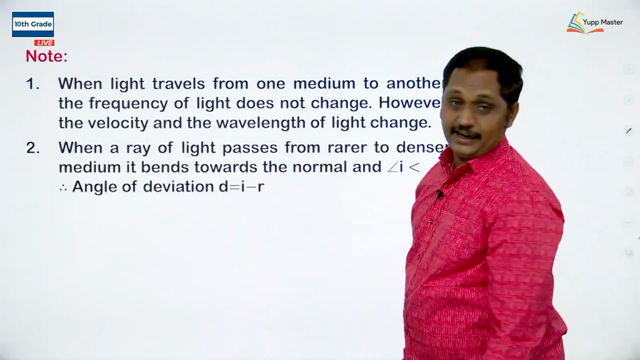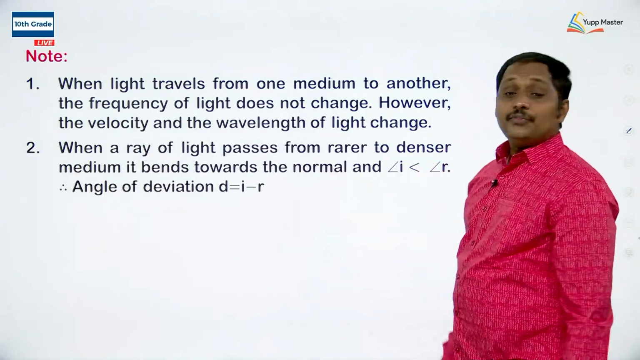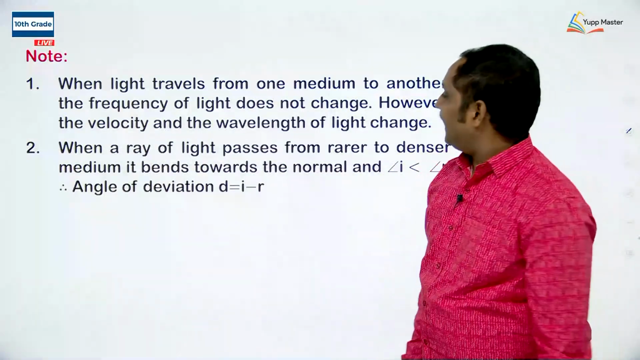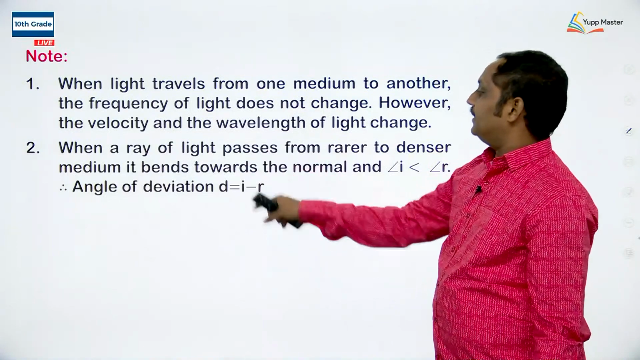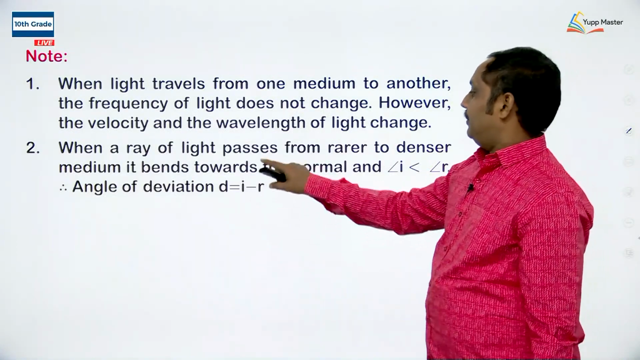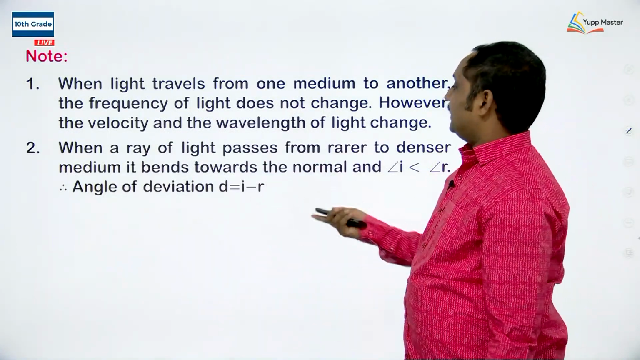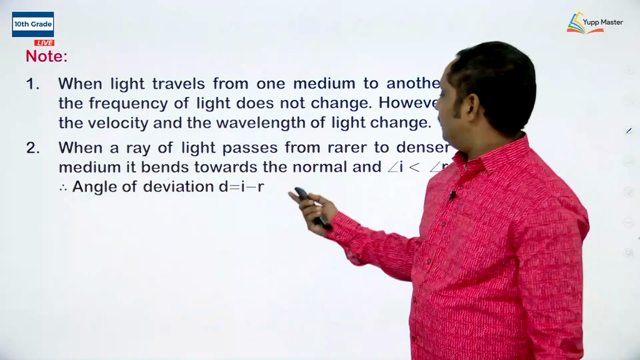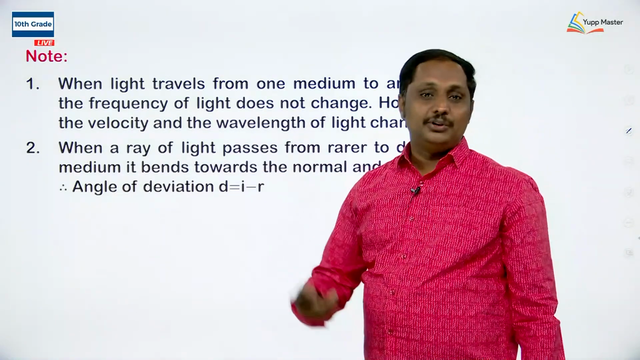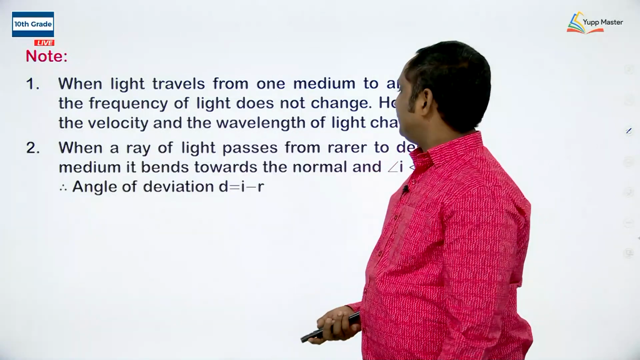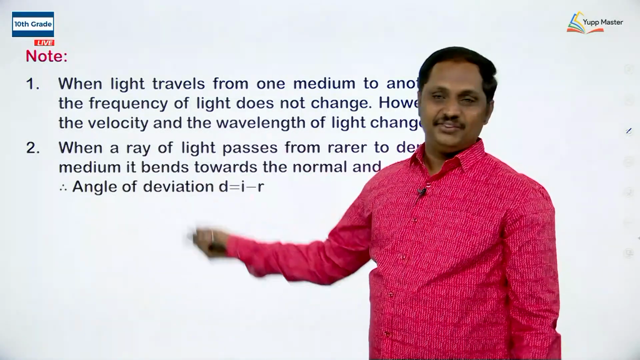Now, you will take that second point. When a light ray passes from rarer to denser, the angle of deviation is going to bend towards the normal. So, we will take that angle of deviation, that is, d = i - r, how it is going to be deviated. It depends on the medium and density.